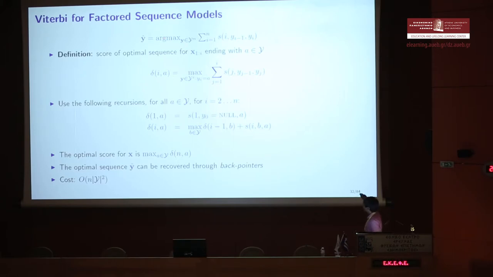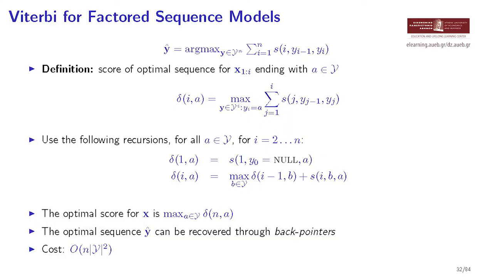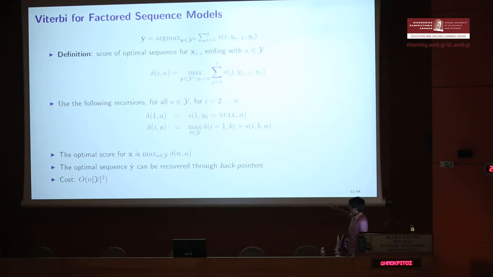I'm going to define this problem, okay? The quantity delta IA is the score of the sequence from position 1 to I, so all from the left to position I, that ends with A, so all the sequences of length I that end with A, that maximize the sum of scores, okay? So this is a problem, okay? For each I and A, I have this sub-problem, okay? And so it turns out that I can solve all these sub-problems using the following recursion.